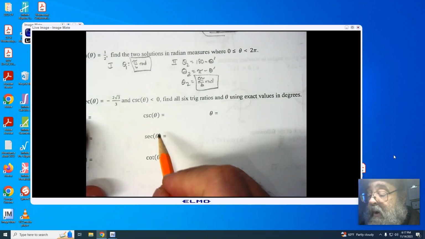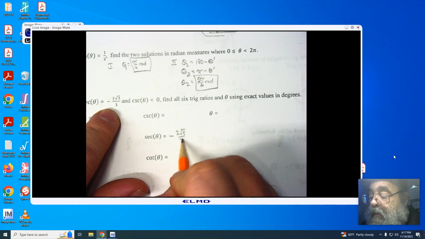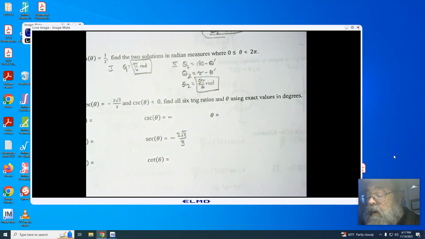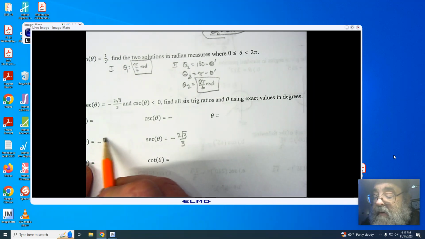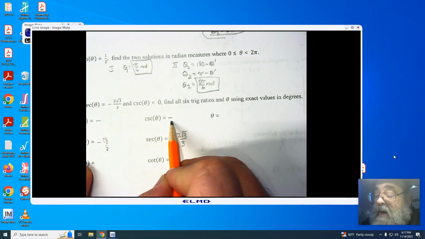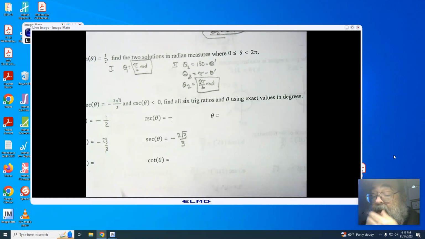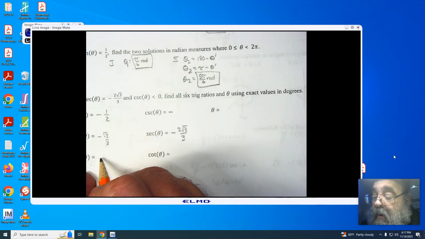So I'm going to start by putting my answer in the secant position. 2 root 3 over 3. Notice my cosecant will also be negative, and I'm now going to work with the cosine. So I'm taking the reciprocal, negative root 3 over 2, and we know that we will have the same sign as the cosecant. And what pairs with root 3 over 2? 1/2 does. When I take y divided by x, I'm going to get a positive tangent, and this is going to give me root 3 over 3.